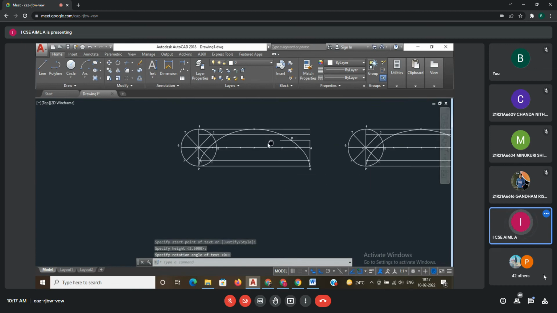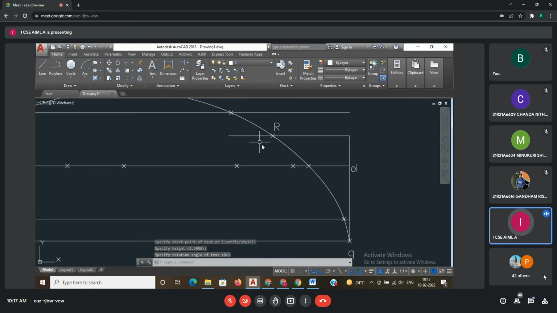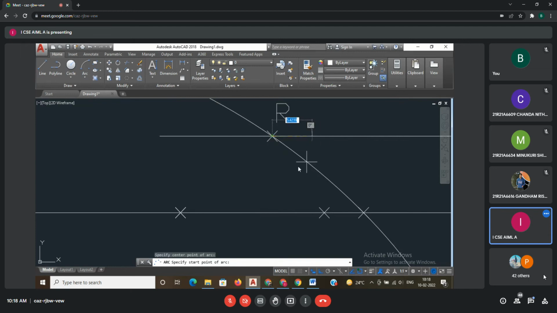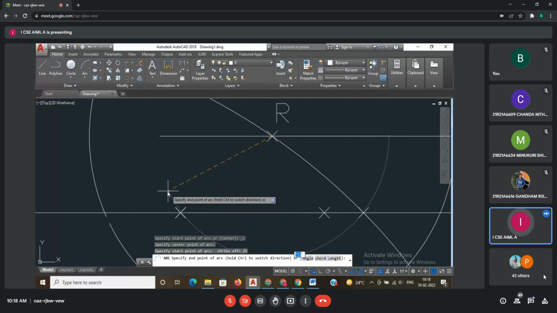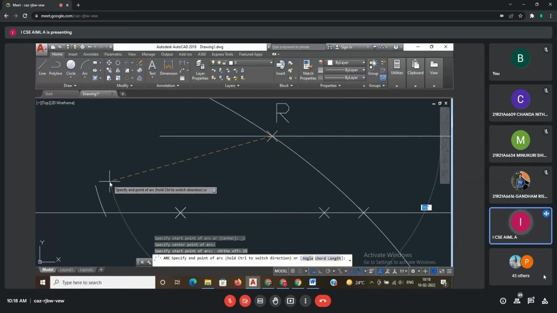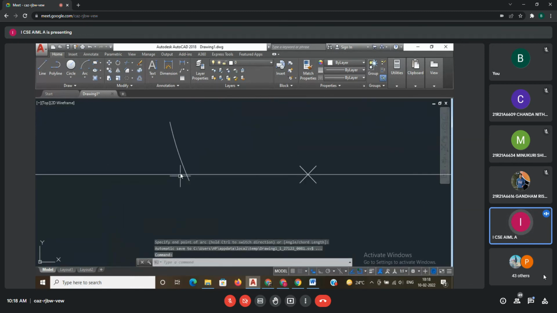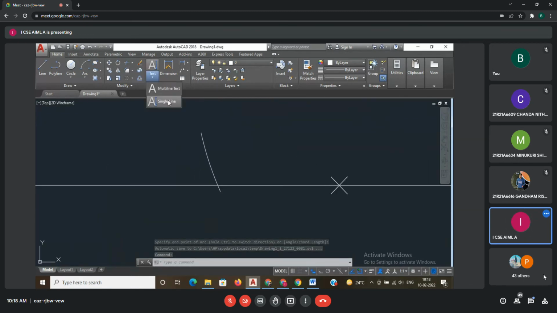Okay. Next, after getting the point on the cycloid, you have to draw one arc. R as a center, CP as a radius. CP radius, how much? 25. CP as a radius, draw an arc. That arc will intersect the center axis somewhere. That is my M point. Okay, this is my point M.